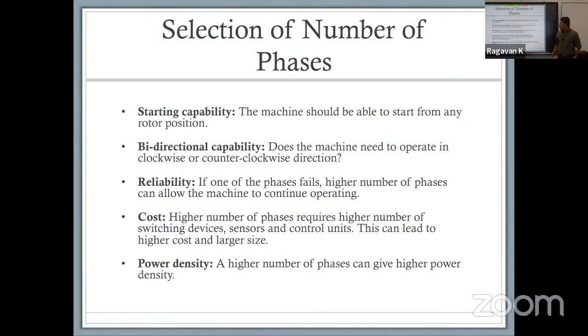Power density: if you have a higher number of phases, that gives you a better, flatter torque. You have lower losses. You can end up with more power density. Of course, it comes back to if you make a wrong selection on the winding type, you go back to where you have more copper losses. The power density goes out the window again.